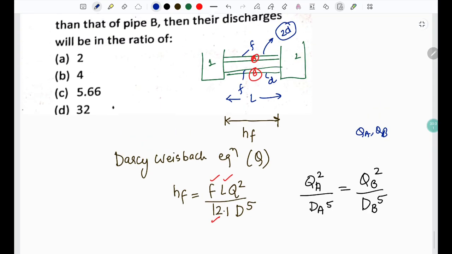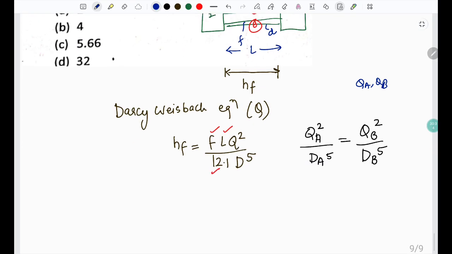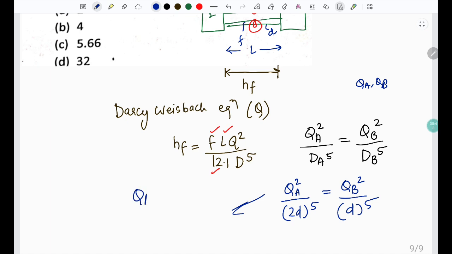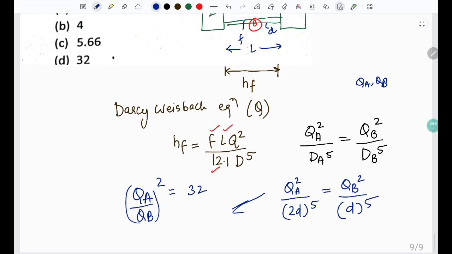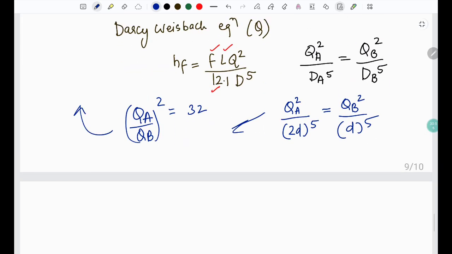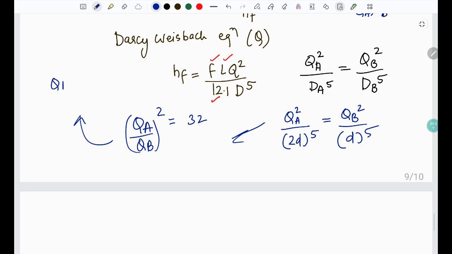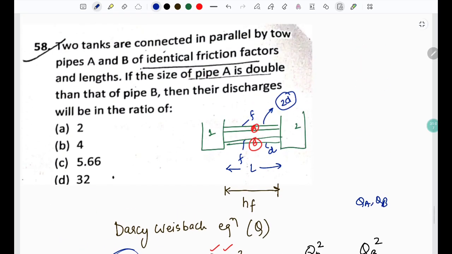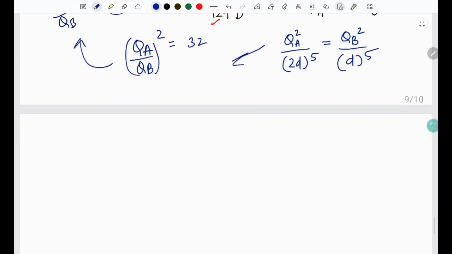So, since they have asked us the ratio Qa by Qb, Qa square by the diameter of A, which has been doubled, Qb square by d, this makes (Qa by Qb) whole square equal to 32, which was option D. Qa by Qb will be root under 32, which is roughly equal to 5.66. Hence the correct answer is 5.66.